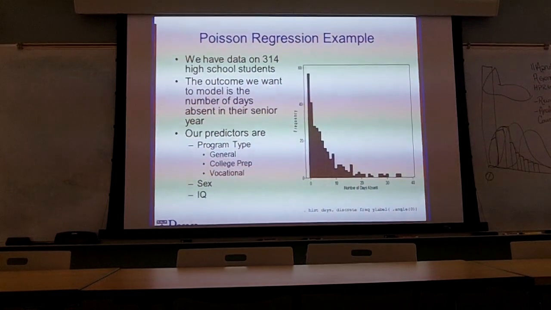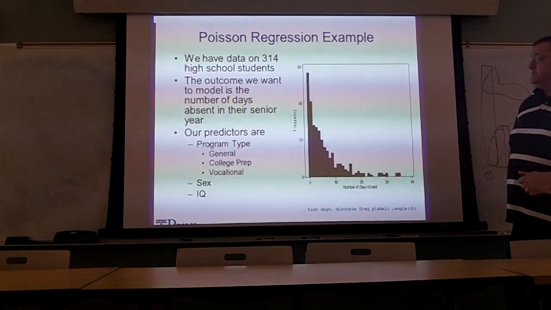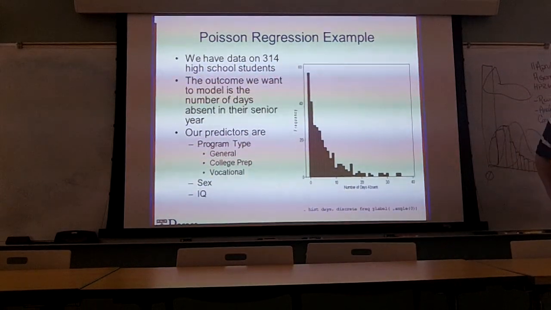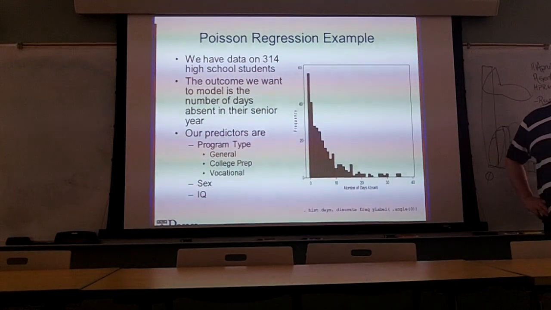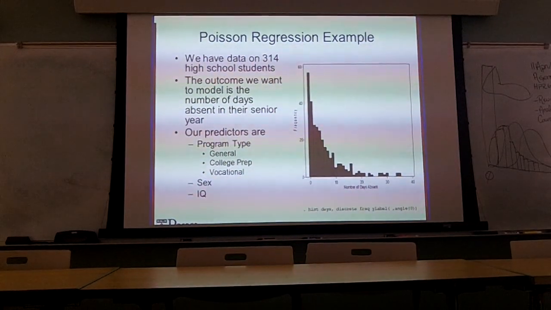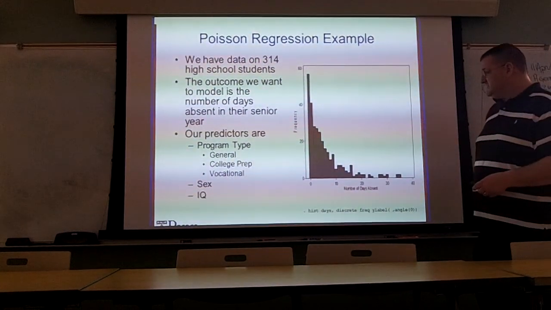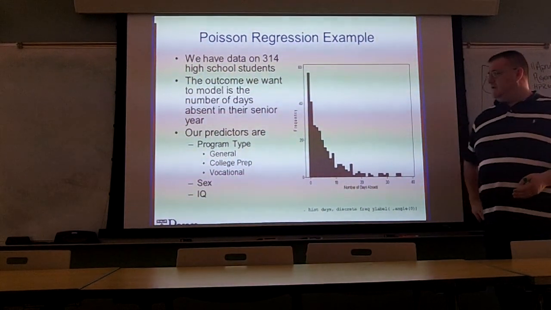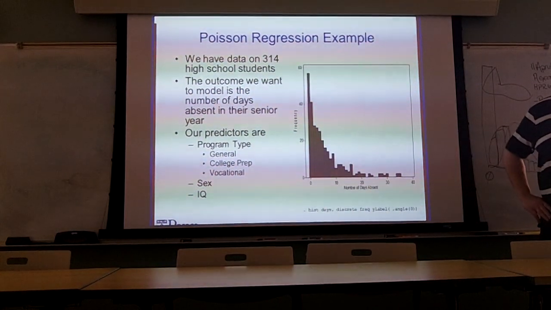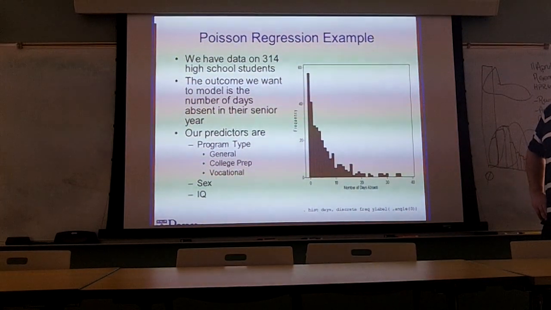So here are some data. This is some data from 314 high school students. We want to model the number of days they were absent in their senior year, so we might call this the senioritis data set. We have some interesting predictors in our data set. We have what kind of program are they in? Is it a general high school? Is it a college prep program? Are they learning to be plumbers and auto mechanics? The sex of the high school student and their IQ.